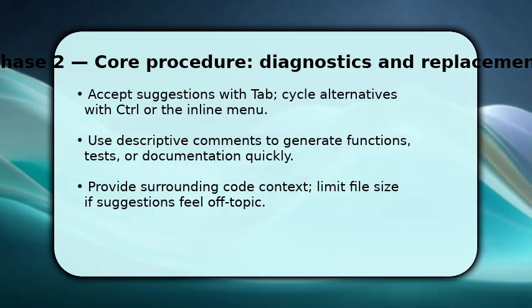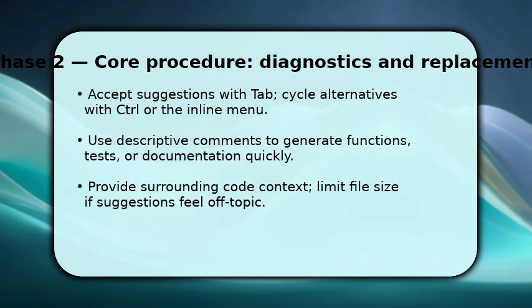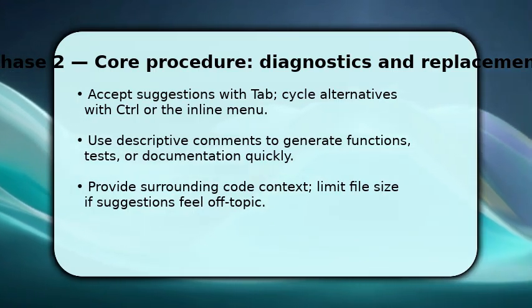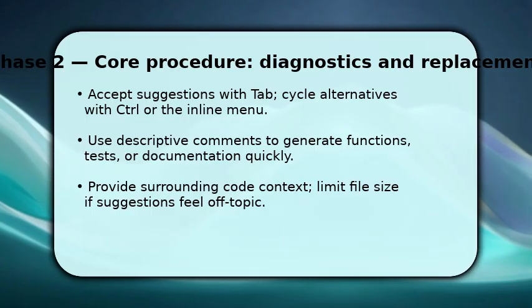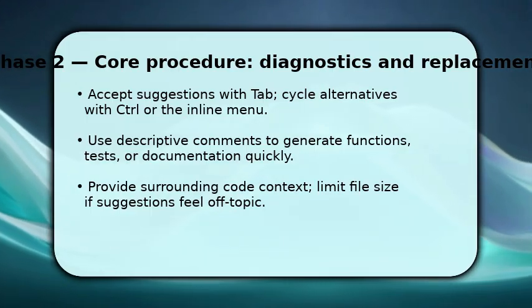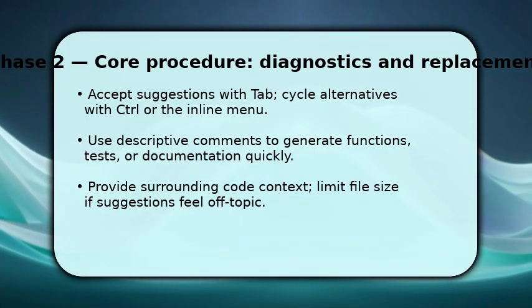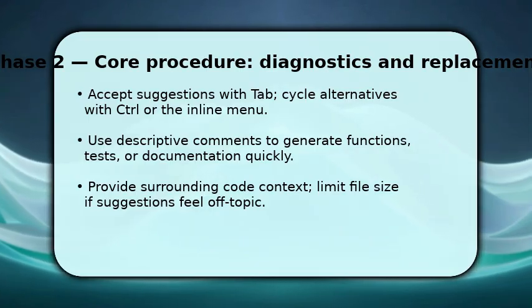If suggestions stray, provide more surrounding code or narrow the prompt so context matches. Also, split large files into focus sections to help Copilot pick the right scope and reduce irrelevant completions.